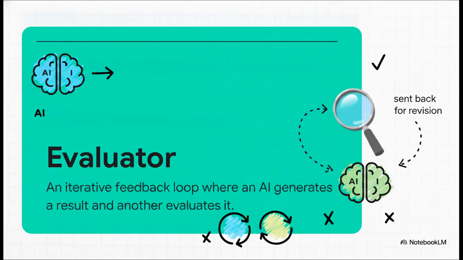And finally, we have the evaluator pattern. This is basically your automated quality control loop. Sometimes you just need an AI to grade another AI's homework. One model generates a result, and a second evaluator model reviews it. If it fails the check, it bounces it back for revision. It creates this awesome, iterative feedback loop over and over until the final output completely meets the standard.